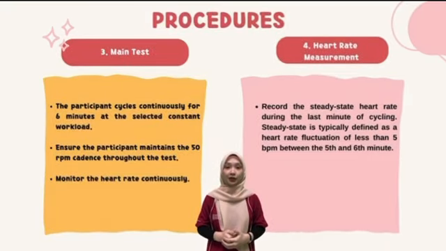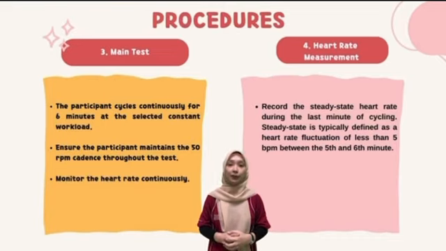Number 4 is heart rate measurement. I will record the participant's heart rate during the last minute of cycling. If the heart rate between minute 5 and 6 changes less than 5 beats per minute, it means they are at a steady heart rate.